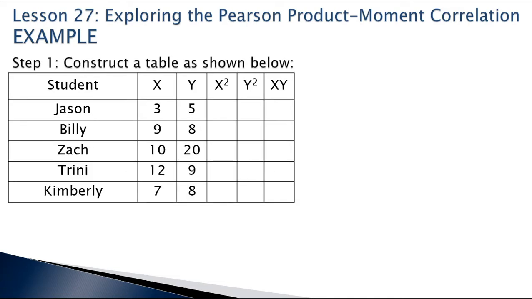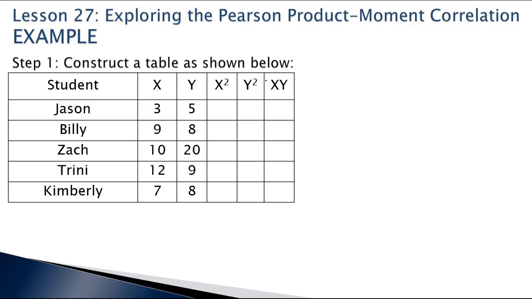Okay, here's the first step. Let us construct the table as shown. Here's the original table: we have our x column, our y column, then we add three more columns: x squared, y squared, then xy. So first, let's make the table, okay?